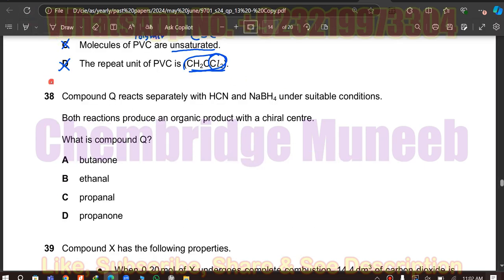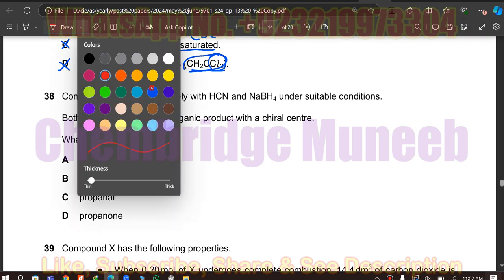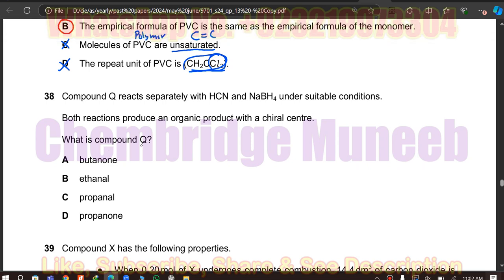Now question number 38. Compound Q reacts separately with HCN and NaBH4 under suitable conditions. Both reactions produce an organic product with a chiral center. What is compound Q? Here we are given four options, and all these four options represent compound Q. This compound Q must react with HCN separately and NaBH4 separately, and out of the products obtained, both products must contain a chiral center. So here we need to discuss all these reactions separately.